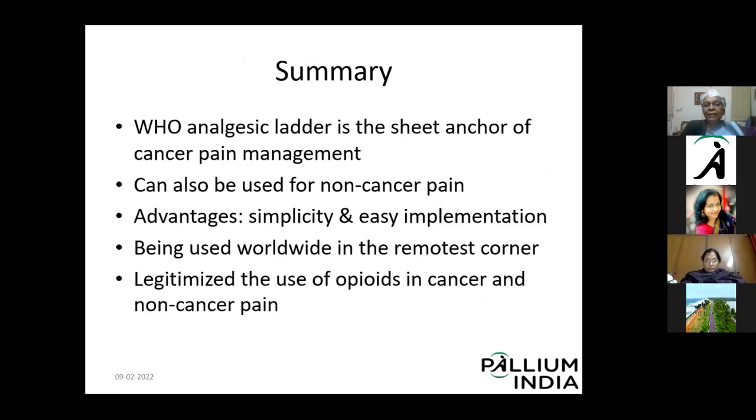So in summary, the WHO analgesic ladder is the sheet anchor of cancer pain management. It can be used also for non-cancer pain. The main advantages are its simplicity and easy implementation, and it can be used for domiciliary care as well. And also in the remotest corner of the world, it can be used. And most importantly, it has legitimized the use of opioids in cancer pain and non-cancer pain. So that is my presentation.